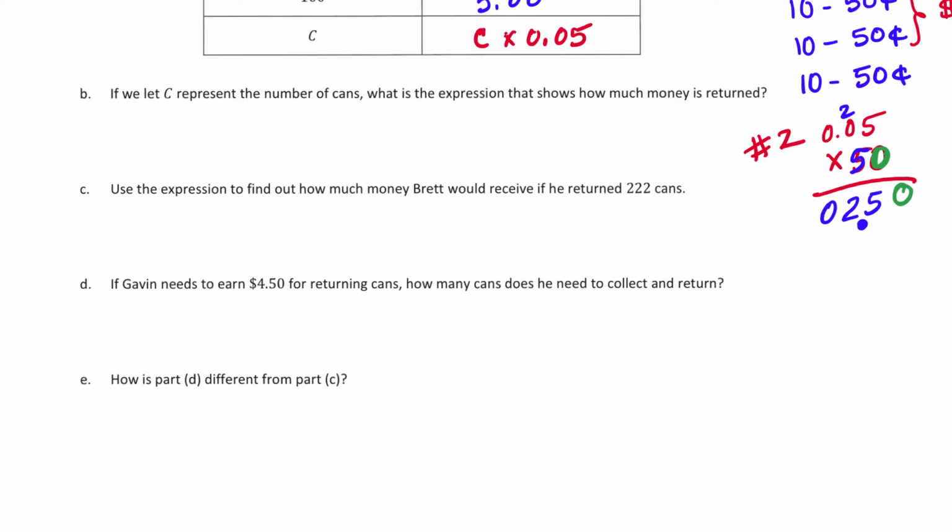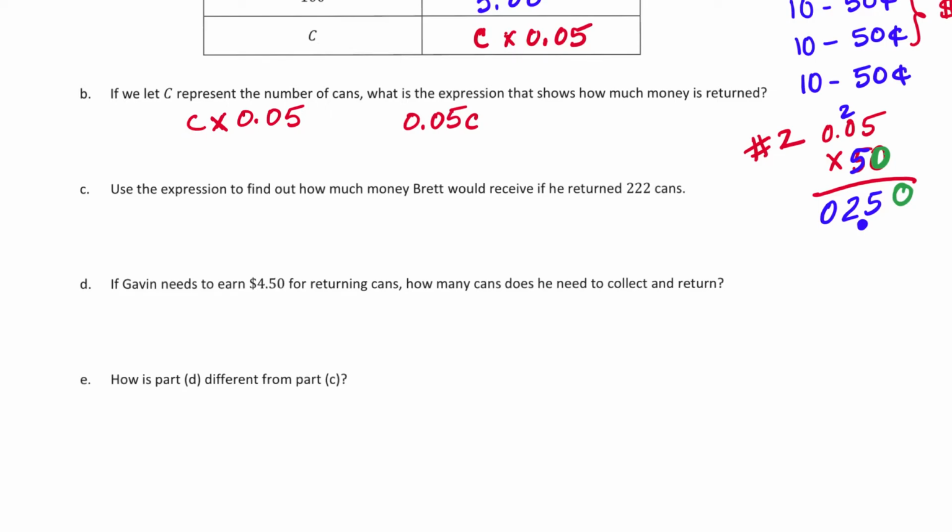Now, I wanna write the expression that we wrote on the table, but I also wanna remind you the other equivalent expressions, which is like 5 cents C. That would be the other expression, because remember, any number next to any variable means multiplication. We don't even have to write the times anymore. Use the expression to find out how much money Brett will receive if he returned 222 cans. You see, this is where the expression is gonna be very useful.